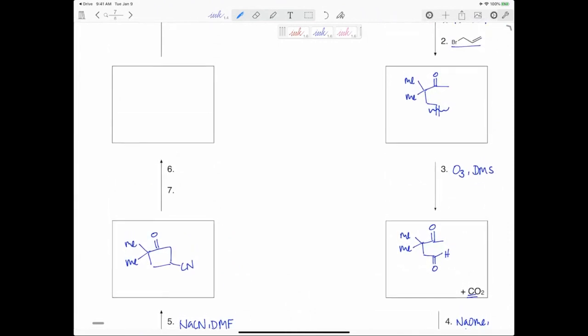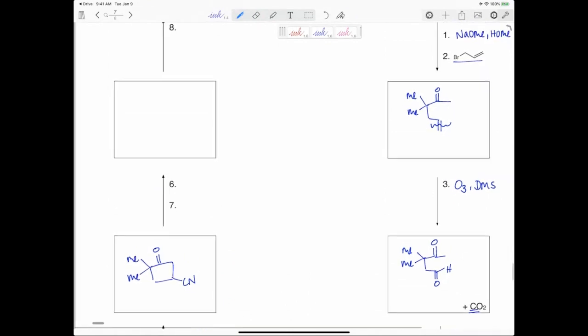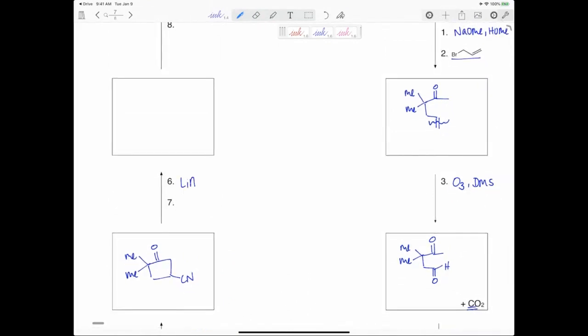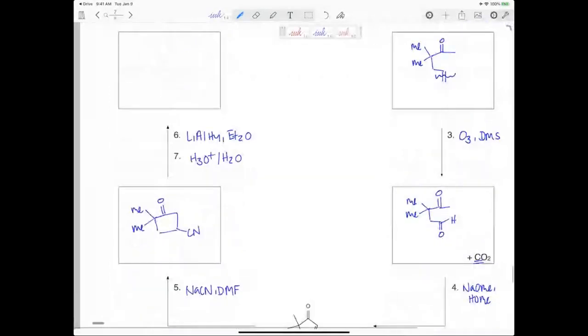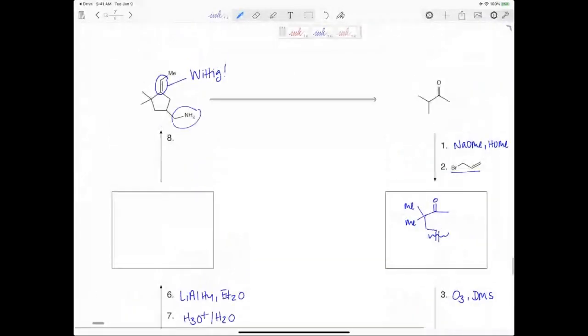And don't worry, I will explain things in my notes as well, so you don't have to worry too much about it. Right? I can use lithium aluminum hydride, and then work it up with acid or water. Okay.